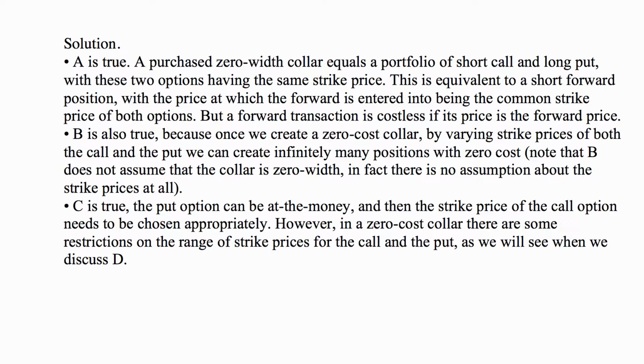So A is true. B is also true because once we create a zero-cost collar, by varying strike prices of both the call and the put, we can create infinitely many positions with zero cost. Note that B does not assume that the collar is zero width. In fact, there is no assumption about the strike prices at all, and they're just zero cost. C is true. The put option can be at the money, and then the strike price of the call option needs to be chosen appropriately. However, in a zero-cost collar, there are some restrictions on the range of strike prices for the call and put option, as we will see when we discuss D.